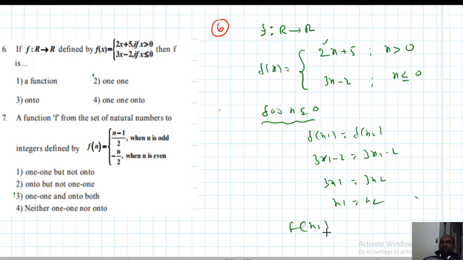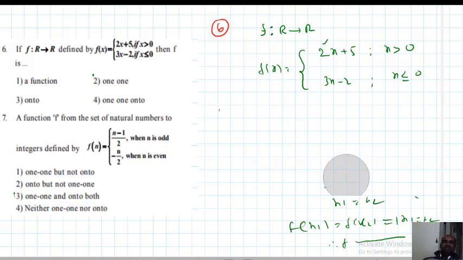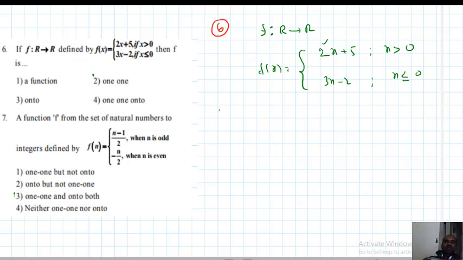What is the meaning of that? f of x1 equal to f of x2 gives x1 equal to x2. Therefore, f is one-one under this piece. Not only this, for all x it is one-one, because again it is a straight line. So finally, f is one-one.